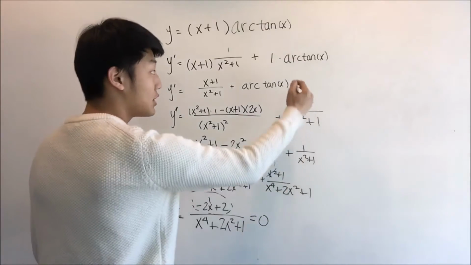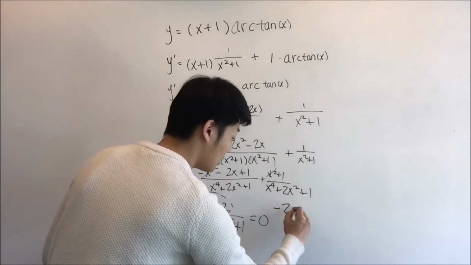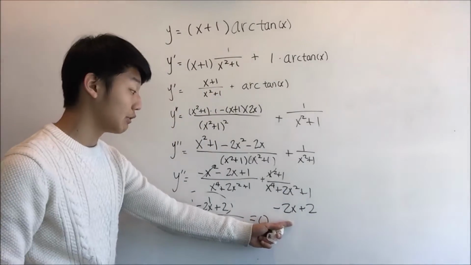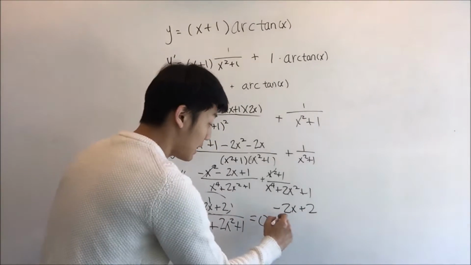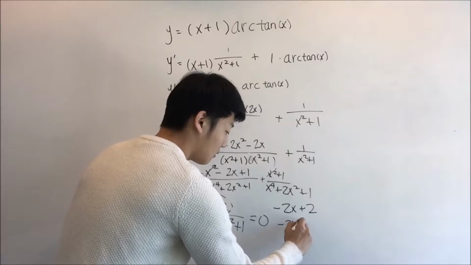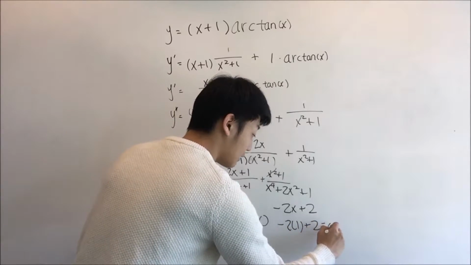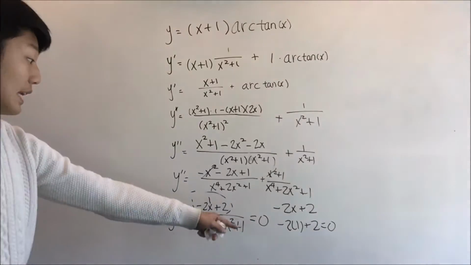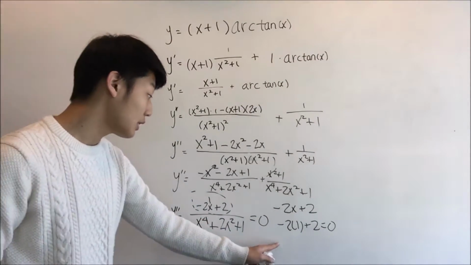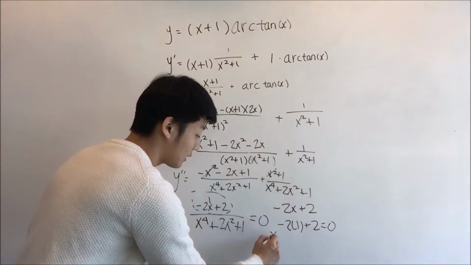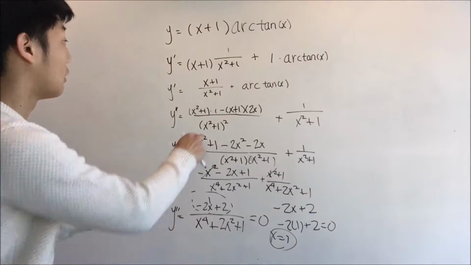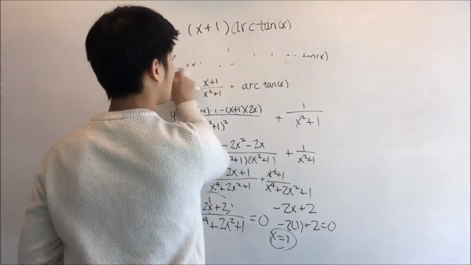So the top equation, I'll write it here, is negative 2x plus 2. And to make it equal to 0, I can just plug in 1, because negative 2 plus 2 will be 0. So now we got the x coordinate, x equals 1. So now we have to plug in 1 to this equation. So I'll erase the top part.